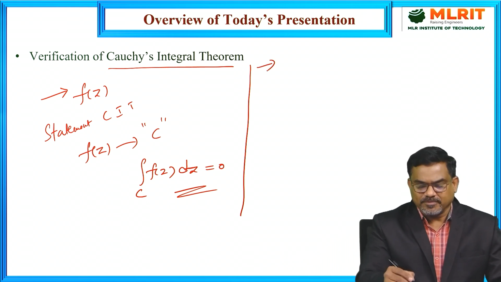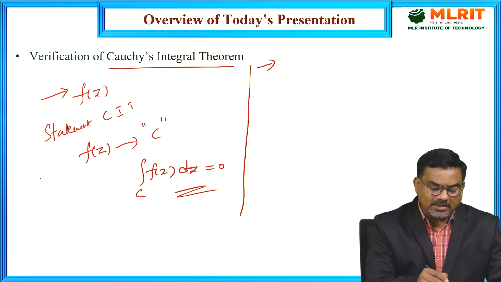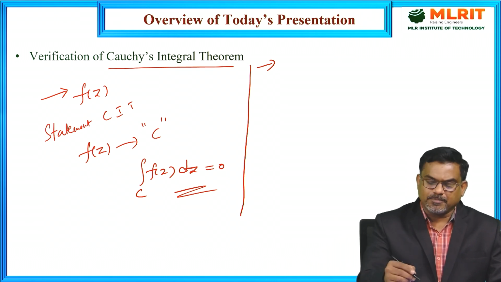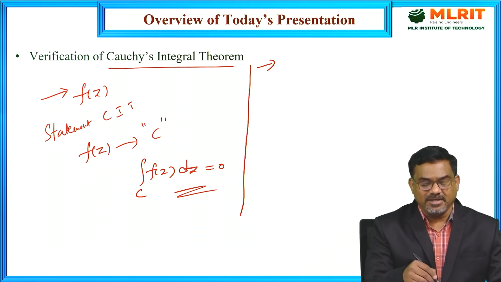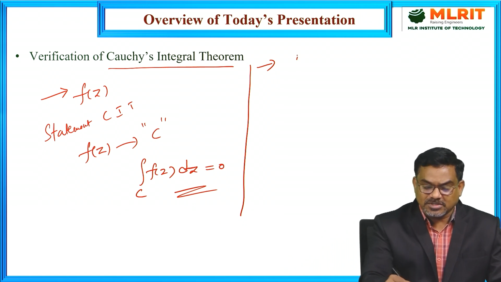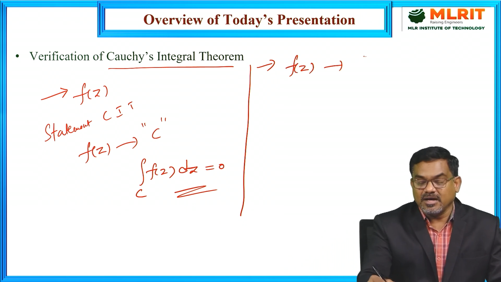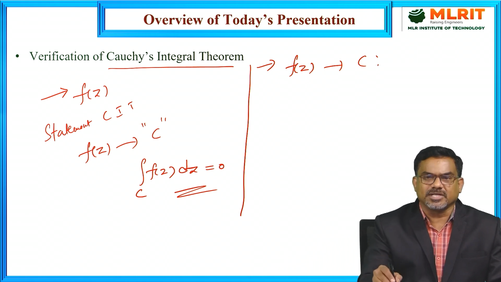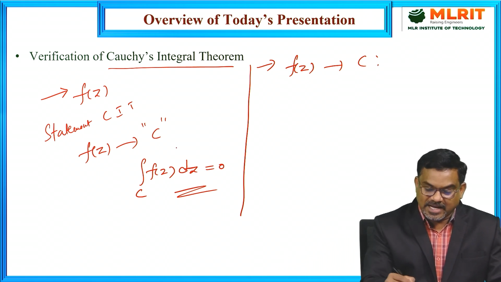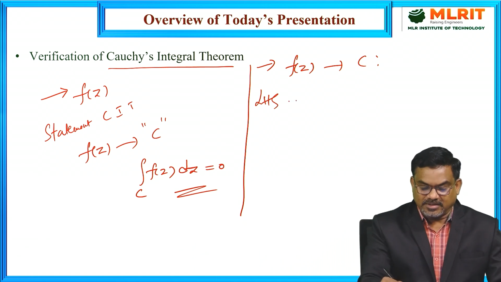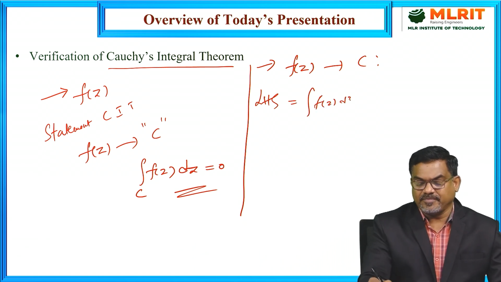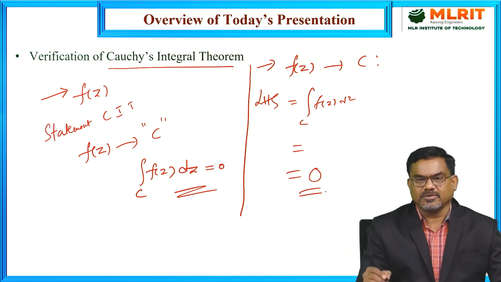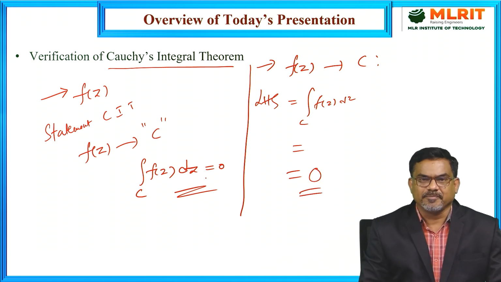In some problems, we can apply the Cauchy's integral theorem to evaluate the line integral. Whereas, in some other problems, it may be required to verify the Cauchy's integral theorem. So, some function f of z will be given, along with a curve C. Now, we need to verify the Cauchy's integral theorem. That means we need to find the LHS, that is the integral of f of z dz along the curve C, and our final answer must be 0, which is the RHS of the statement.